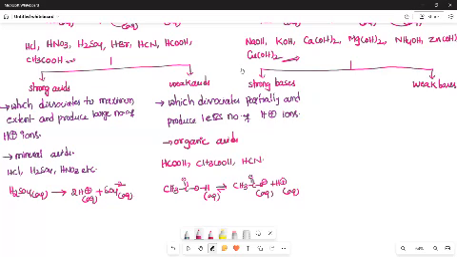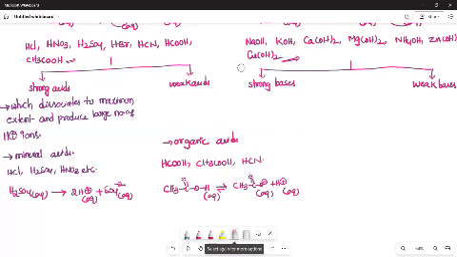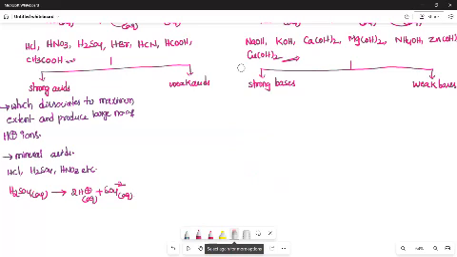Now, moving on to the bases. Same scenario in the case of bases: those substances which give a large number of OH minus ions and dissociate fast, we will consider as strong bases. Same point: bases which dissociate to the maximum extent, meaning reversibility does not occur.